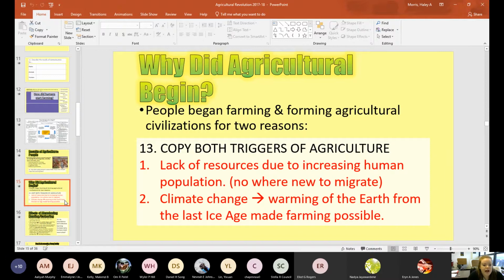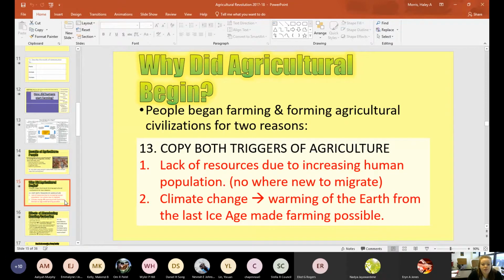The two reasons that farming began are, there was a lack of resources due to increasing human population, with nowhere new for them to migrate. That means that when they would go to move to their next location, that location wouldn't have food either, and neither would the others. So they had to start finding a way to stay and to farm their food.